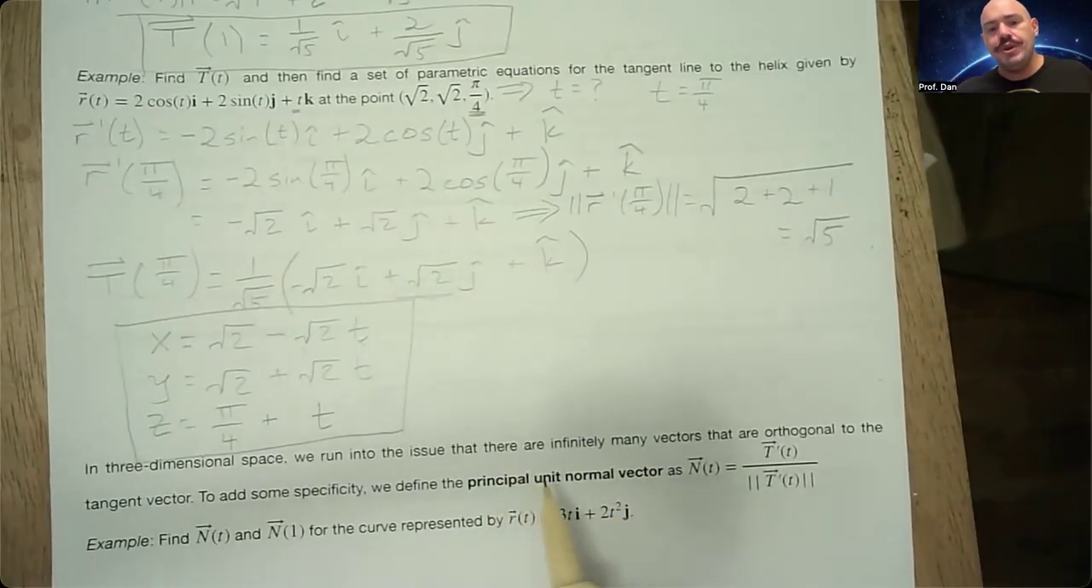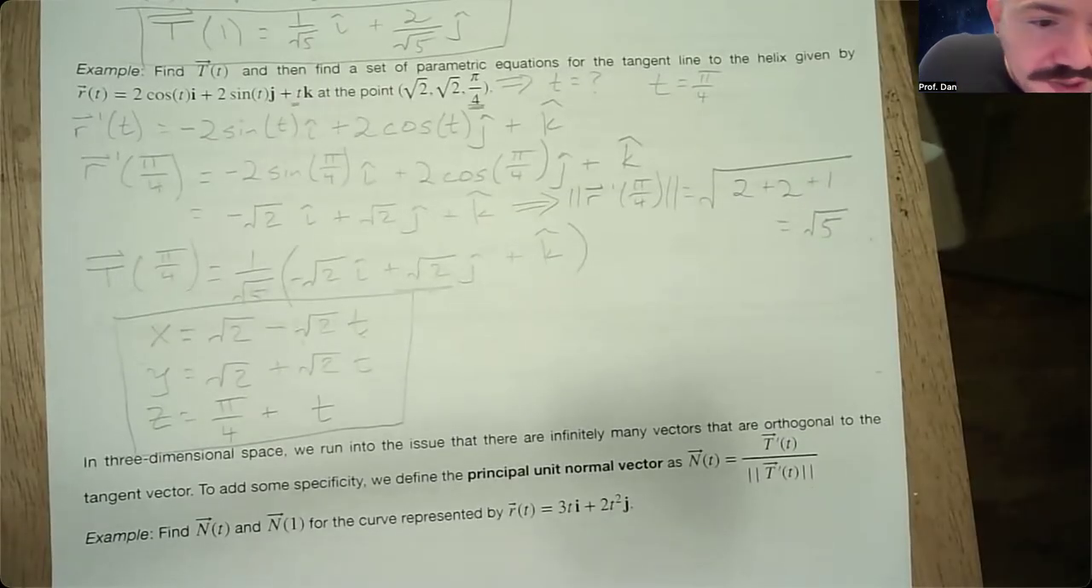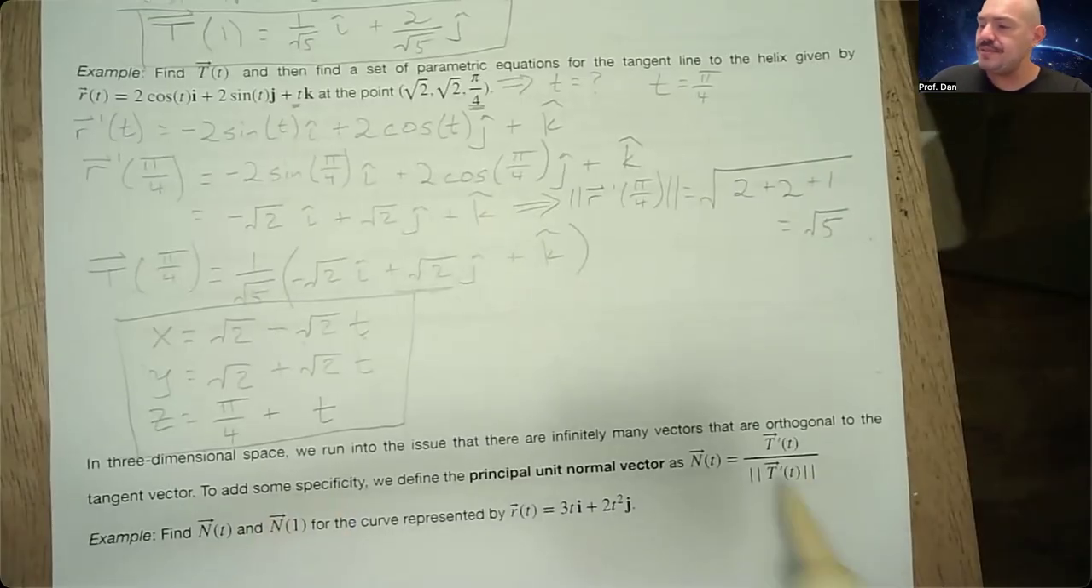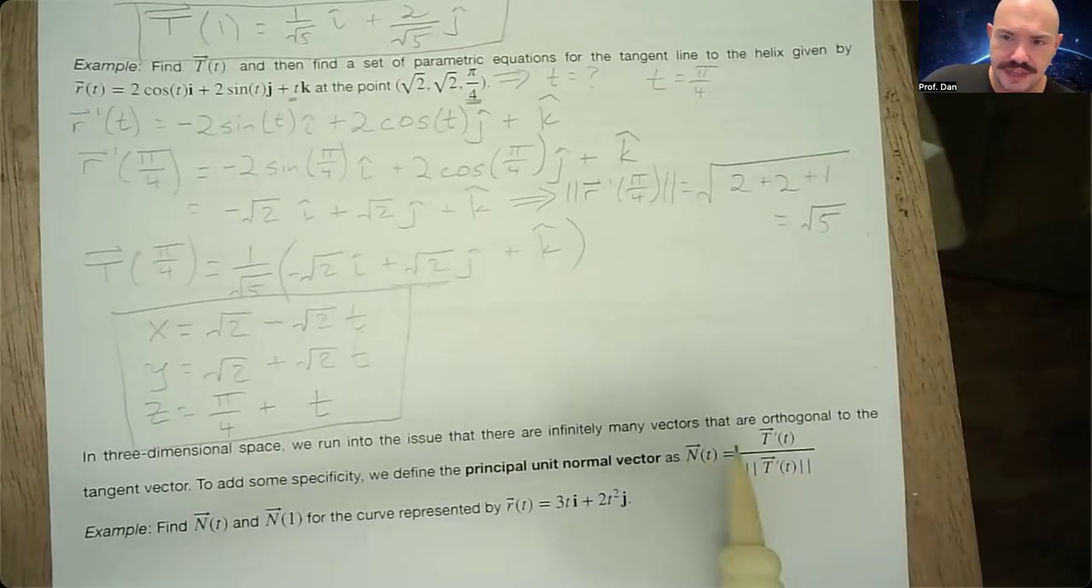Principal meaning the main one, unit meaning divide by magnitude. Normal vector just means that if you were to take the dot product with the tangent vector, it would be 0 because of orthogonality, perpendicularity. All right, but anyway, we can use this formula to find our principal unit normal vector. Right, so that's the one that everyone finds when they find the normal vector.